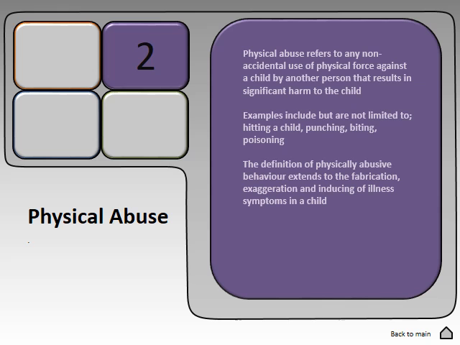Physical abuse refers to any non-accidental use of physical force against a child by another person that results in significant harm to the child. Examples include, but are not limited to, hitting a child, punching, biting, poisoning. The definition of physically abusive behaviour extends to the fabrication, exaggeration, and inducing of illness symptoms in a child.